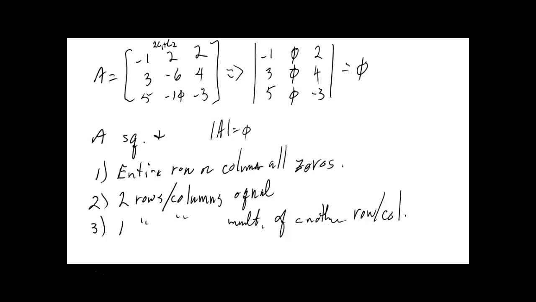If the determinant is 0, as Emmanuel said, you have a singular matrix. Even though it's a square matrix, you cannot find an inverse for that matrix. Okay, so let's do another somewhat similar. Any questions on this before we move on?